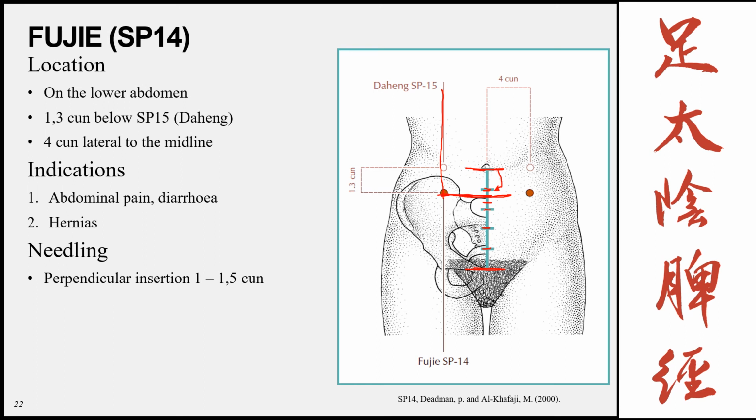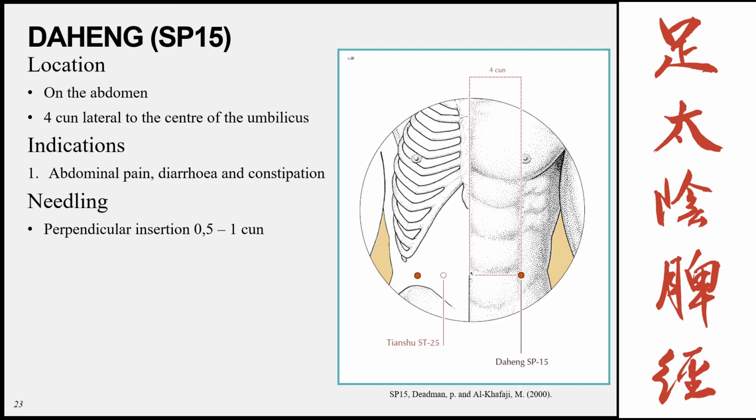This point can be used for abdominal pain and diarrhea or for hernias. Our insertion is still perpendicular, 1 to 1.5 cun. The next point is Daheng, spleen 15. This point is located on the abdomen, and it's 4 cun lateral to the center of the umbilicus. So you locate the center of the umbilicus, and you're just going to go 4 cun lateral to that. This point is indicated for abdominal pain, diarrhea, and constipation, and our insertion is perpendicular, 0.5 to 1 cun.